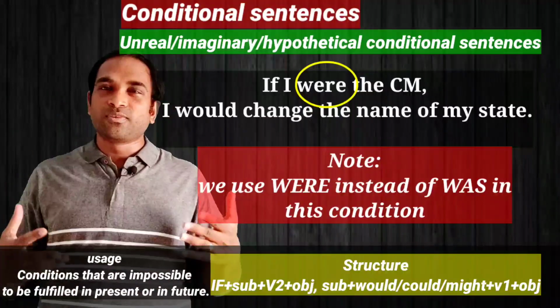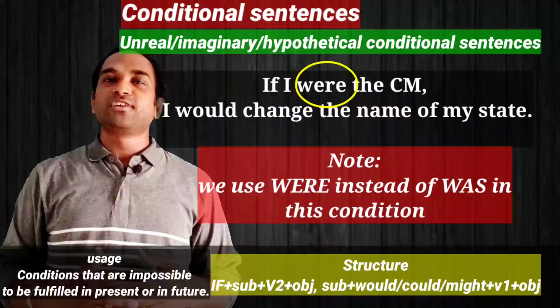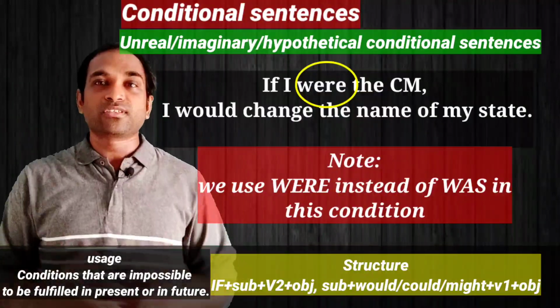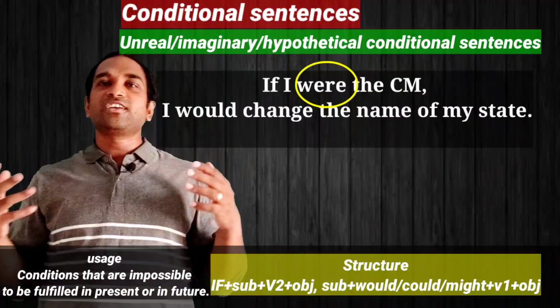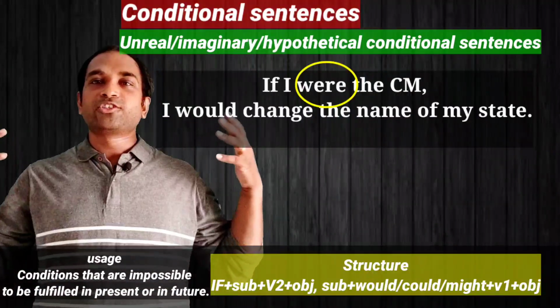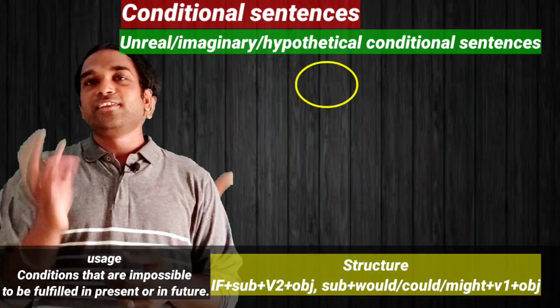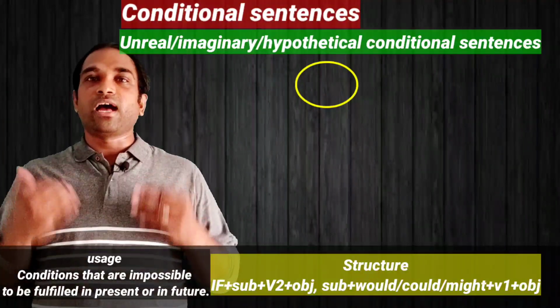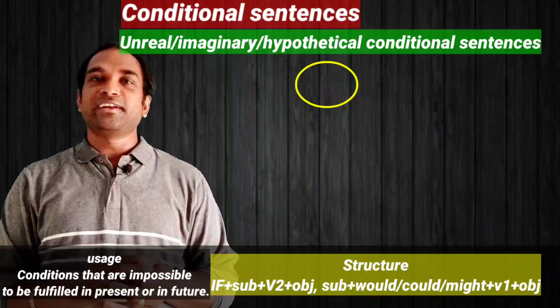If I were the chief minister, if I were the principal, if I were the prime minister, if I were the president of US, like this you can use. Imagination has got no limit. You can imagine yourself as a prime minister, you can imagine yourself as a doctor. There is no limit for that. If I were the president of America, like that you can start your sentence.